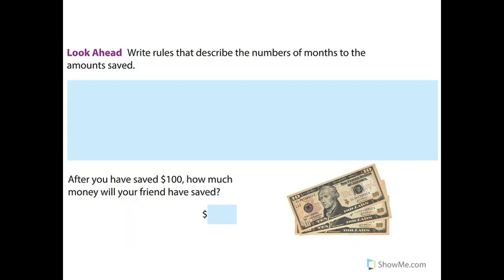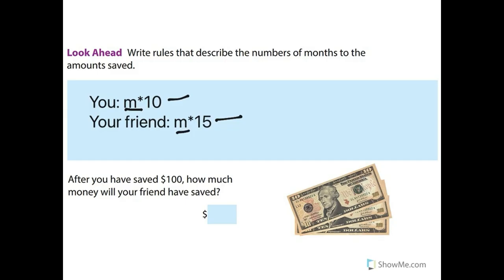All right, and then it says on look ahead, write rules to describe the number of months to the amounts saved. All right, here's what I'm going to say. So the rule for you, I would say m times 10, right? The month, m would be the month number times 10, and for your friend, m times 15, with m being the month number, and they multiply it times 15.